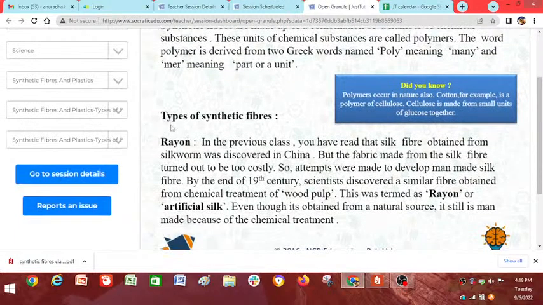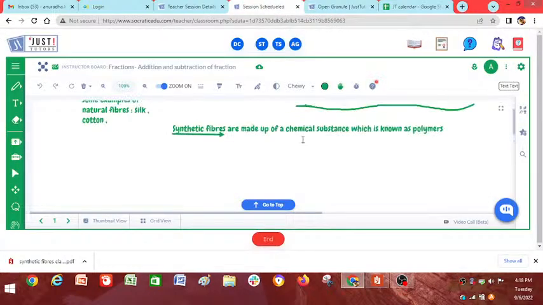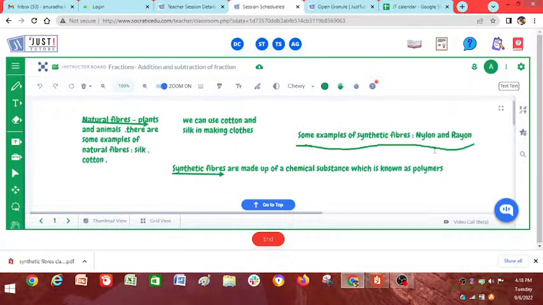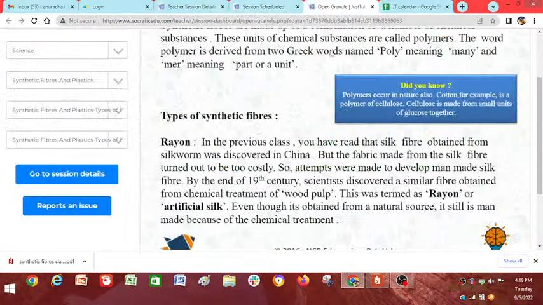Now, types of synthetic fibers. So rayon is a synthetic fiber that I have just told you. Rayon is a synthetic fiber, and there was one more name I have mentioned. So you can just look at this. Nylon and rayon are the synthetic fibers.